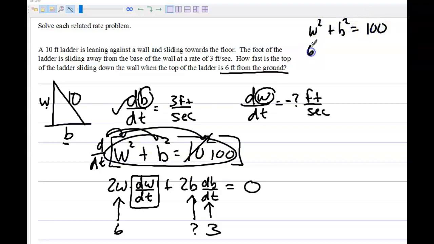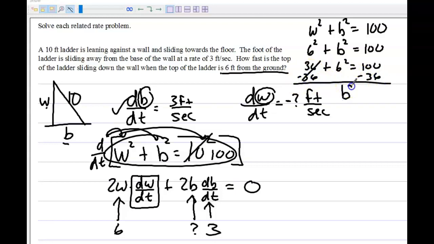So W is 6. That's 36. Taking the square root on both sides, we get 8. So now I know that this is 8, and we're ready to go ahead and plug everything in and get our final answer. So I'm going to plug in 6 here, 8 here, and 3 here.